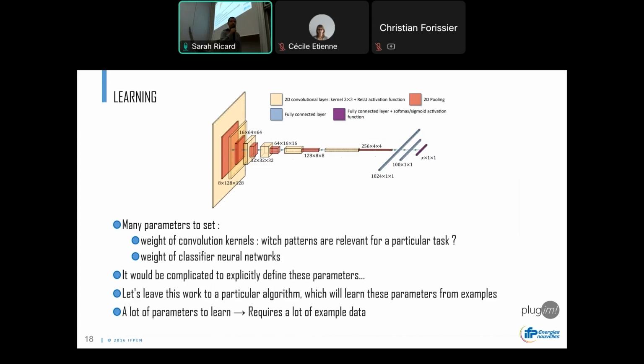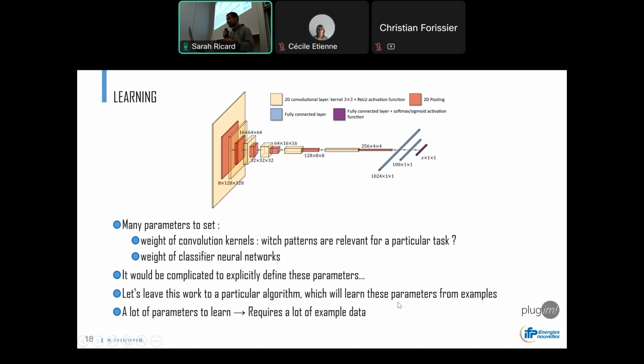So we will need to optimize the kernel, for instance, and the classification layer at the end with a specific technique. We will use the data available. We have many parameters to set. We have the weights of the convolutional kernels, which define which patterns are relevant for a particular task. And we also have the weights of the classifier neural network, the end of our CNN. It will be complicated to explicitly define these parameters, so let's leave this work to an algorithm that will learn the parameters from examples.